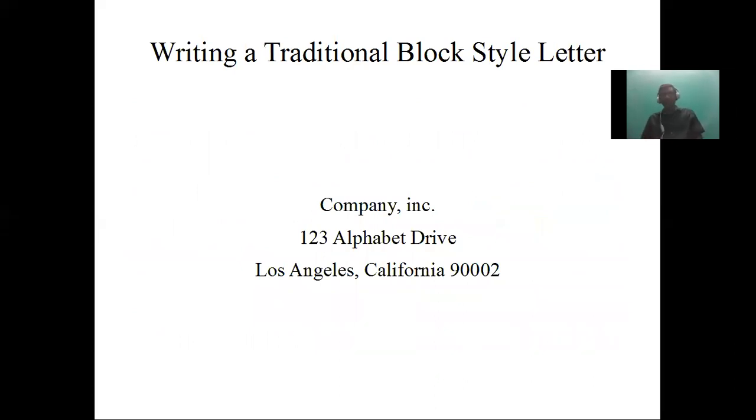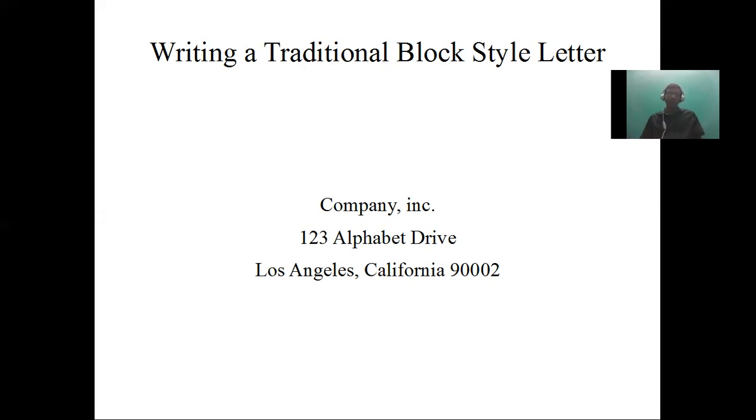First of all, my dear students, I have given you a real life example of this traditional block style letter. You can see, you write it on the left side from the beginning of your formal letter. If you follow the block style letter, the name of the company and their address are written. Company Inc. is the name of the company. What's the address?